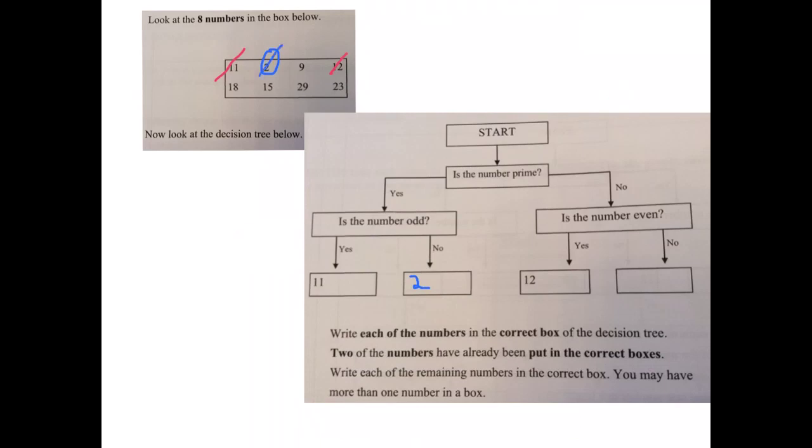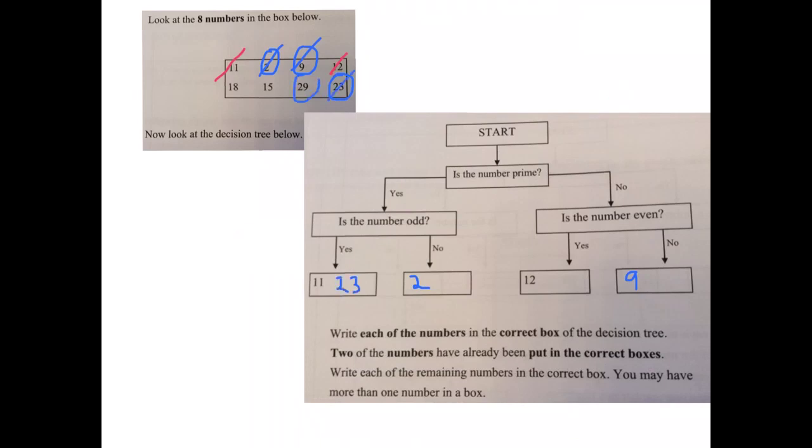Let's take the next number, number 9. Again, begin at the top of your decision tree. Is the number prime? No, because it can be divided by 3. Is the number even? No, so 9 belongs in this box. On to our next number. Let's try the number 23. Begin at the top. Is it a prime number? Yes. Is the number odd? Yes. So 23 belongs over next to 11.